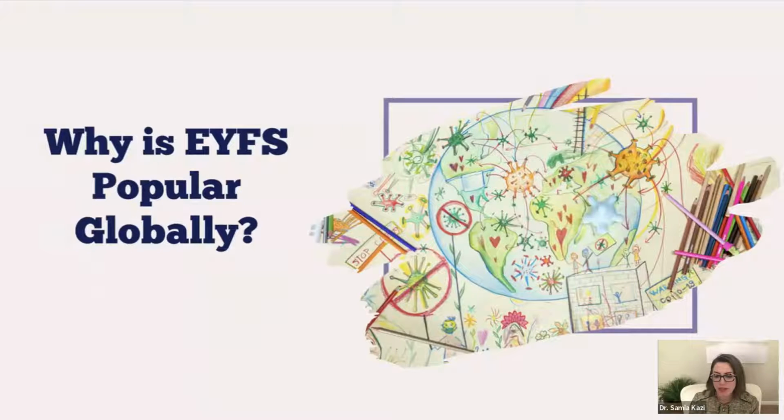But why is the EYFS so popular globally? You know, we're coming here together. We're from all over the world. Even though this EYFS framework was originally created for the UK, the reason why it's so popular is, one, because it's child-centered, two, because it's so holistic, it covers all the areas of development. And the third one is because it's more adaptable to different kinds of education settings.